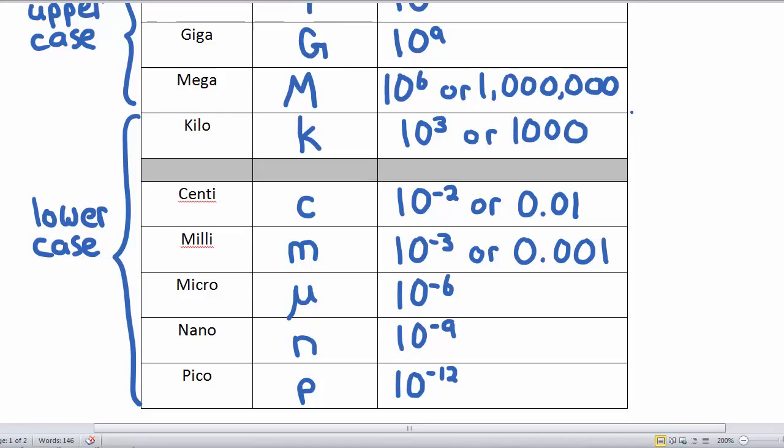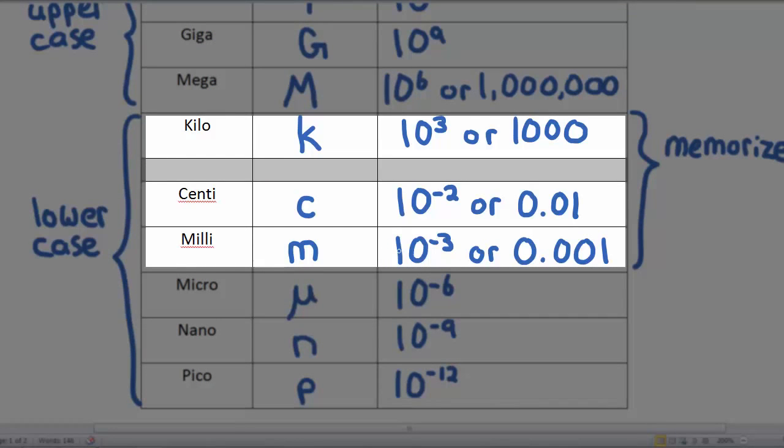Another thing I'd like to mention is that these 3, I expect you to have memorized. That's not to say I wouldn't give you a problem with some of these other ones on it, but if I did, you'd have a formula sheet or a reminder that would tell you that, for example, giga is 10 to the 9. But kilo, centi, milli, these are ones you guys should all absolutely know.